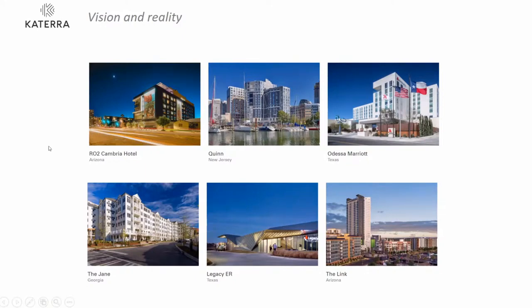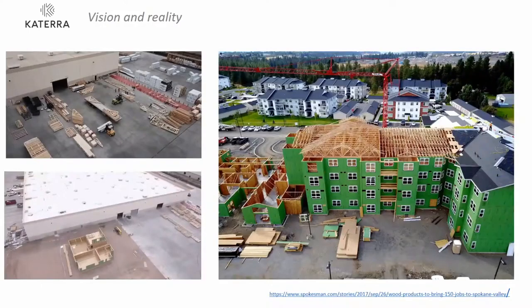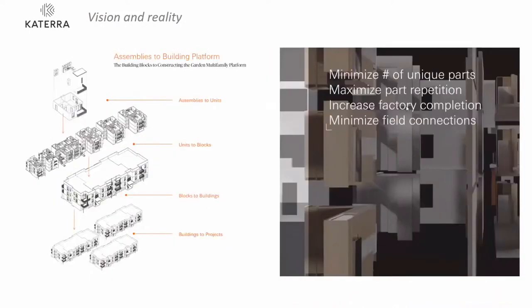So on the one hand this shows versatile and automated processes, still resulting in a building strategy with an on-site assembly that looks quite standard. And they even say, from their website, that they try to minimize the number of unique parts, maximize part repetition, increase factory completion, and minimize field connections. If you look at what you are doing, and what we are doing, that's not exactly the direction we are going in.